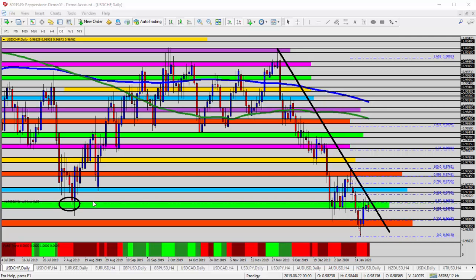Starting here on the daily time frame, we can see a couple of things. First, the downtrend. That's pretty easy to see. The black trend line on the right-hand side. Lower highs, lower lows. We reached a low at the very bottom of the chart, getting the crosshair. We're looking all the way down here towards the 96.13 level.